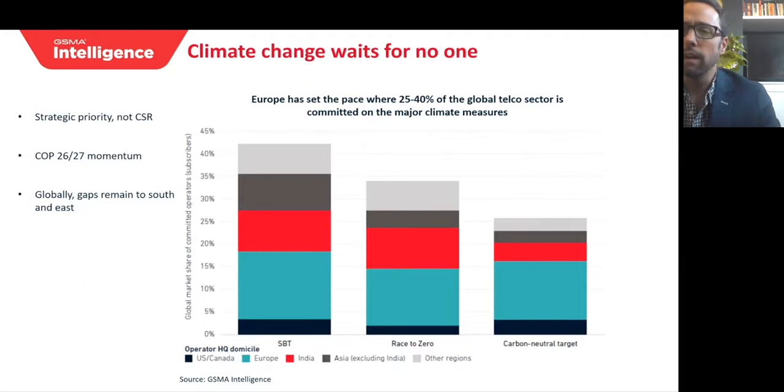This is growing. Europe and North America are the two leading regions. And I think where we're expecting momentum to build is to the south and the east, over the coming several years as this gains momentum. We move to the next slide.